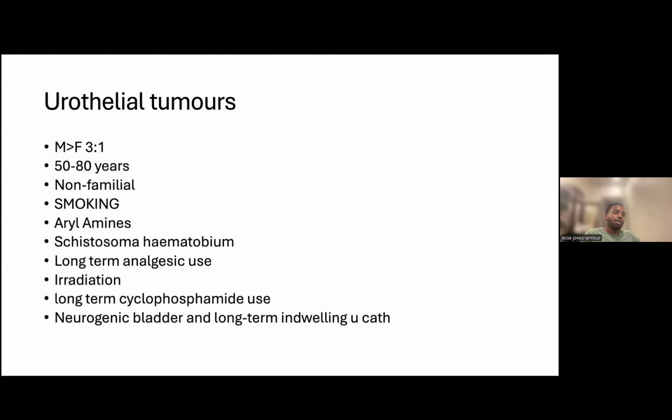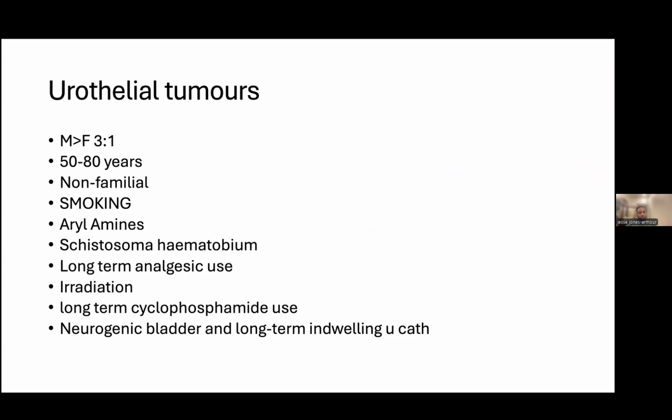Now, there is a male to female ratio of 3 to 1. It occurs in the ages of 50 to 80 years. It's usually non-familial, and the highest risk factor is smoking. It can be up to 7 times the risk, depending on how long they've been smoking. You also have occupational exposures such as aryl amines, aluminum exposure, and different aromatic compounds that could also increase the risk of urothelial tumors.